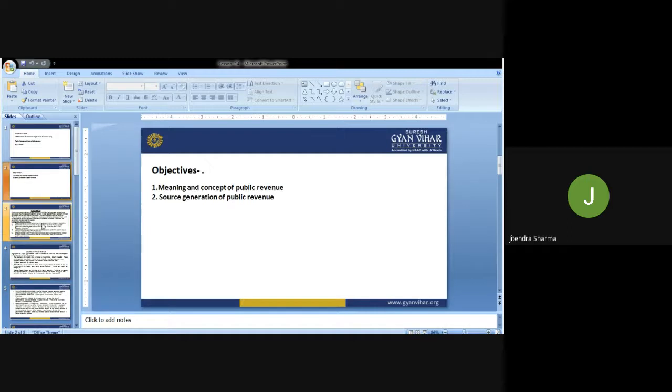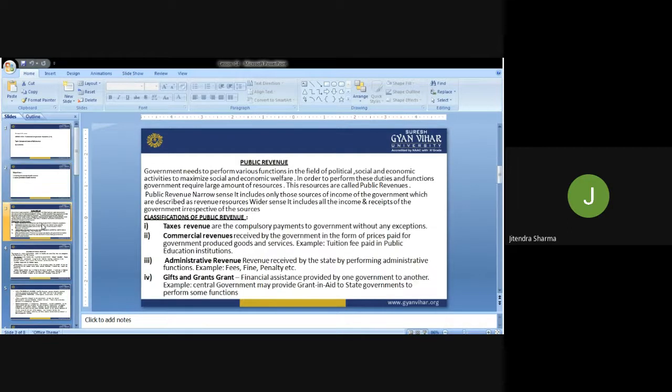We learned these objectives, and once again I am repeating what the meaning of public revenue is. The government performs various functions in the political, social and economic spheres to maximize social and economic welfare. In order to perform these duties and functions, the government requires a large amount of resources, and these resources are called public revenue. Public revenue, in the narrow sense, includes only those sources of income of the government which are described as revenue sources.